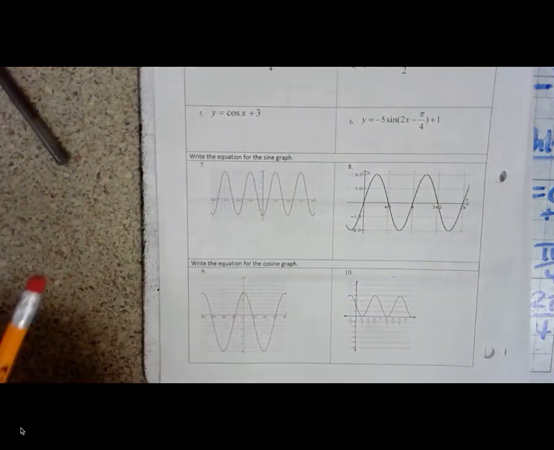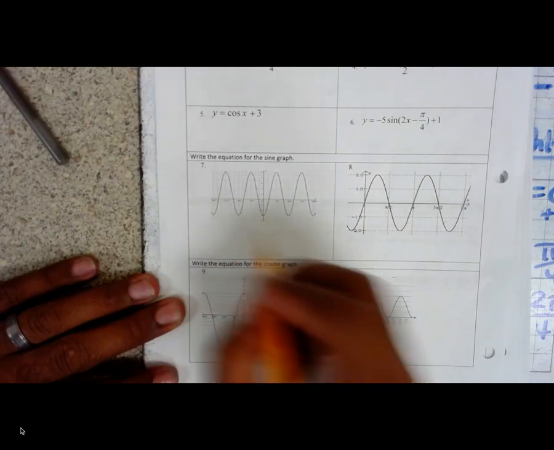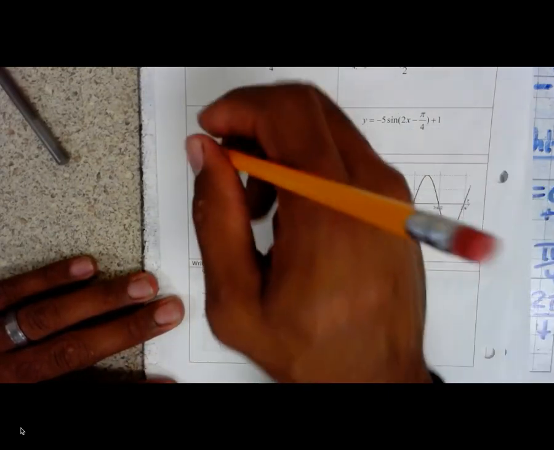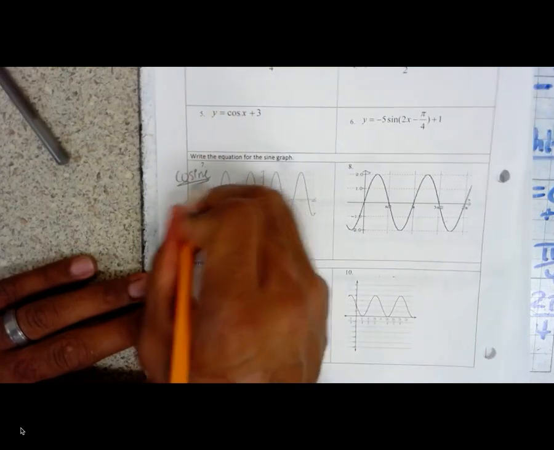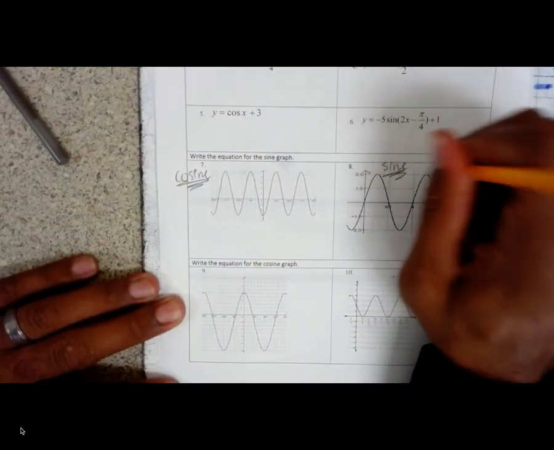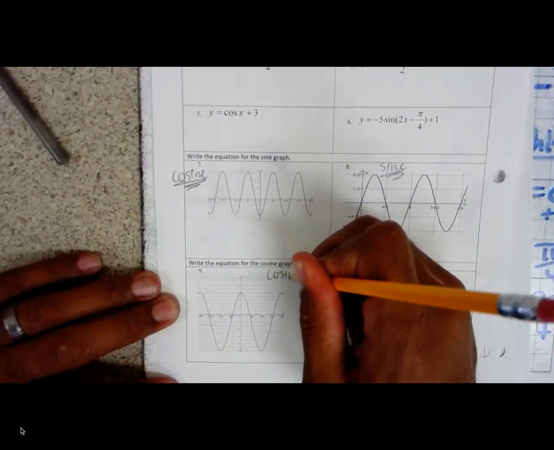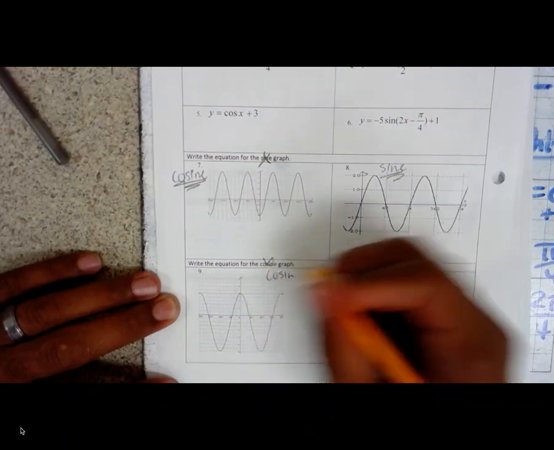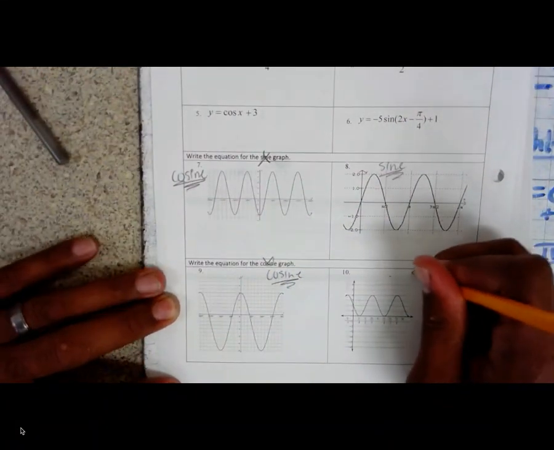Now, what I want you to do is this. It says write the sine graph for each of these, but I'm going to change that up. For this one, I want you to write it as cosine. For this one, I want you to write it as sine. For this one, we're also going to do cosine. So don't pay attention to this part. And then here, we're going to do sine.